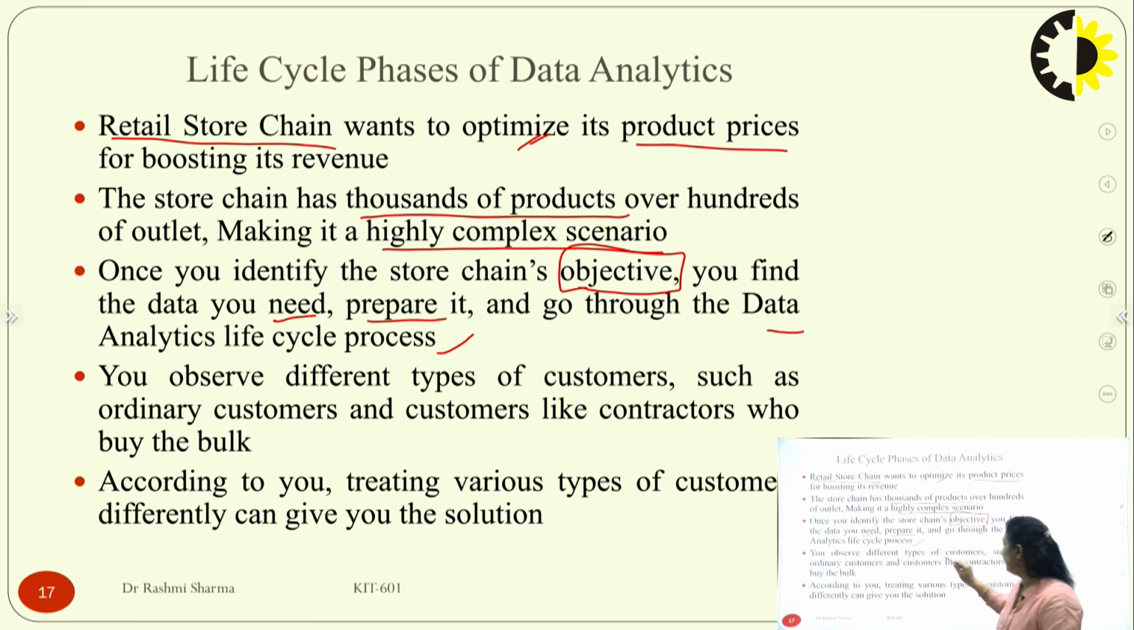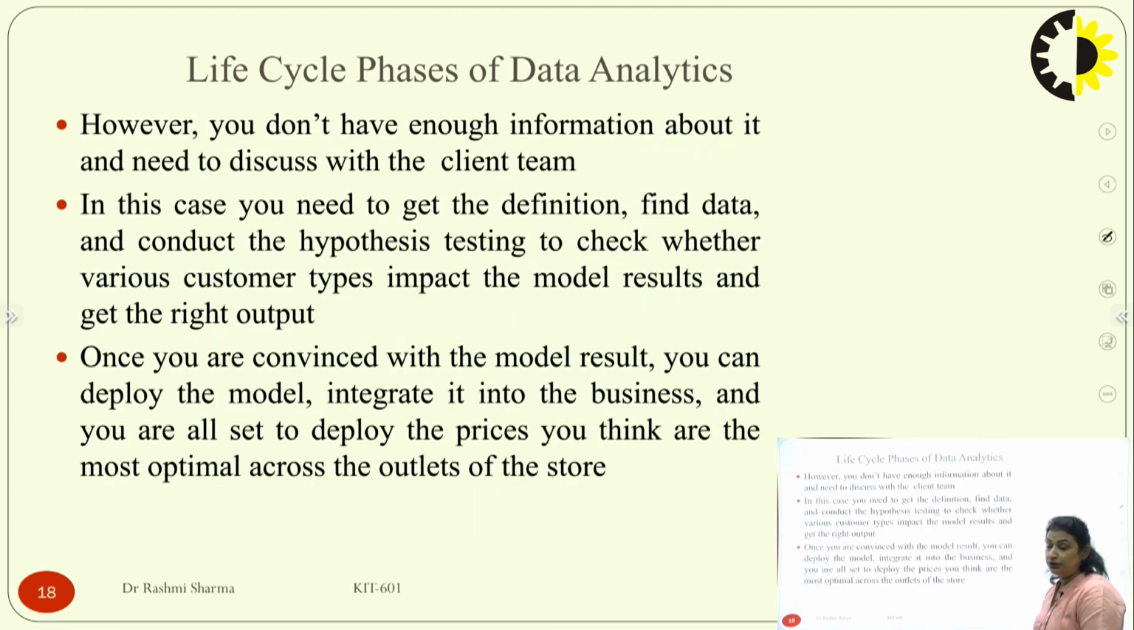Then observe the different types of customers, such as ordinary customers who go and buy two or three things, or customers like contractors who buy in bulk. If they are buying in bulk and going to sell it, what would be the price for those contractors or bulk purchasers? Treating various types of customers differently gives you the solution. So we have to treat various types of customers differently so that we can get the solution out of it.